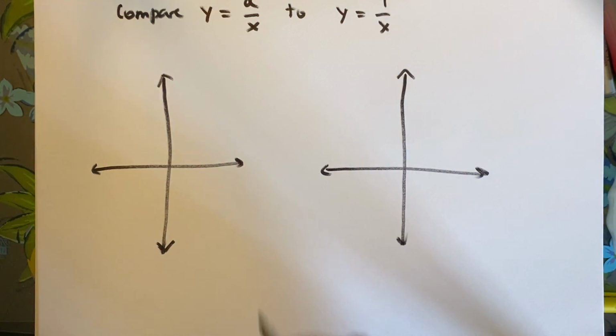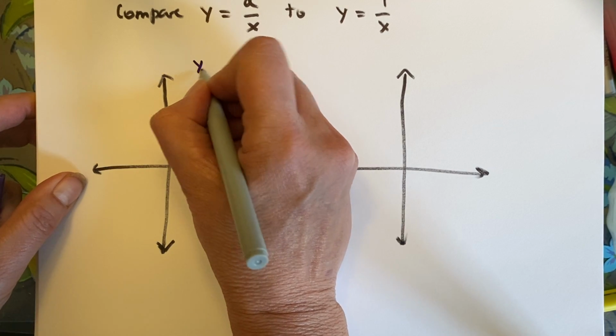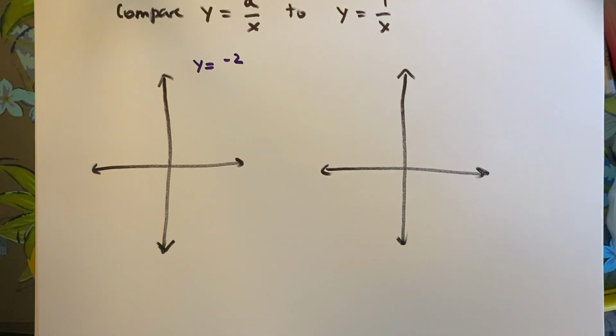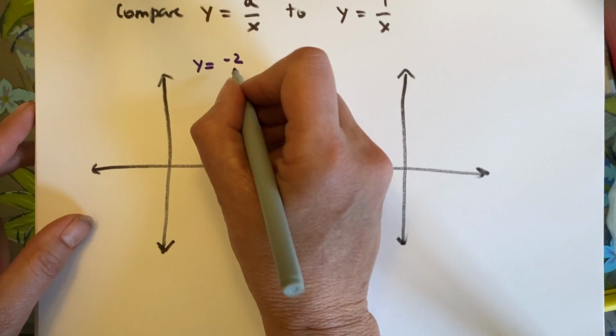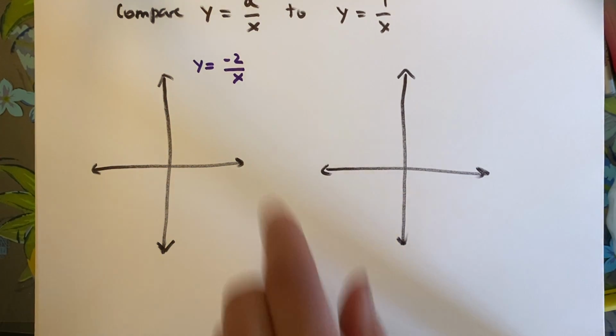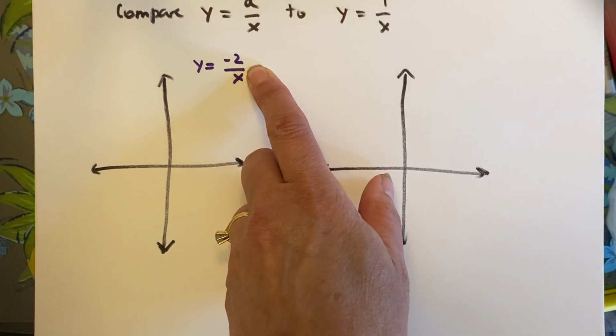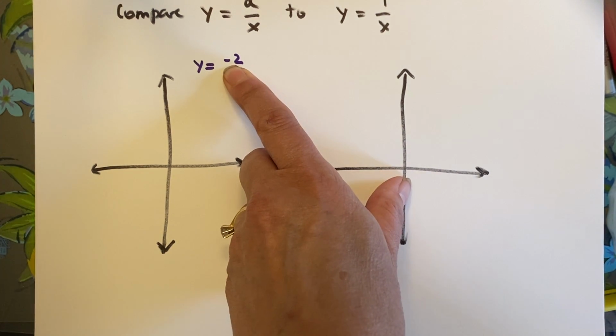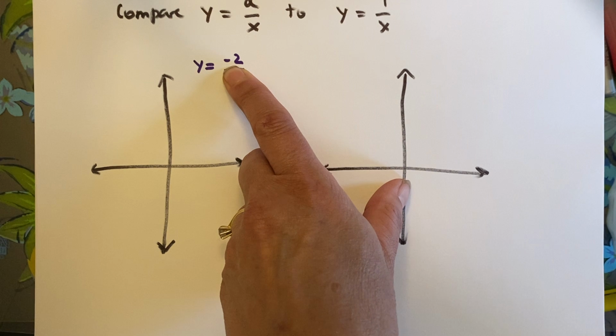So the first one is going to be, and I guess maybe I'll do the stretch in purple. y equals -2 over x. And you'll notice they're not only stretching it, in other words, not only making a greater than 1, but they're also adding a negative number in front, which is going to make it a reflection.